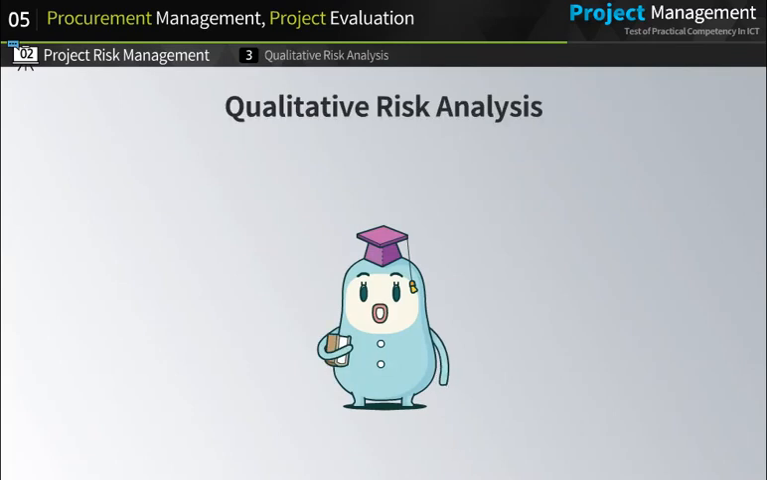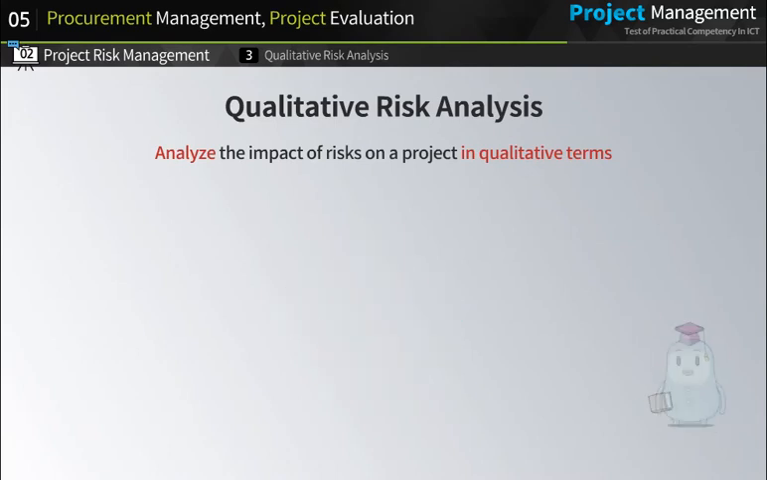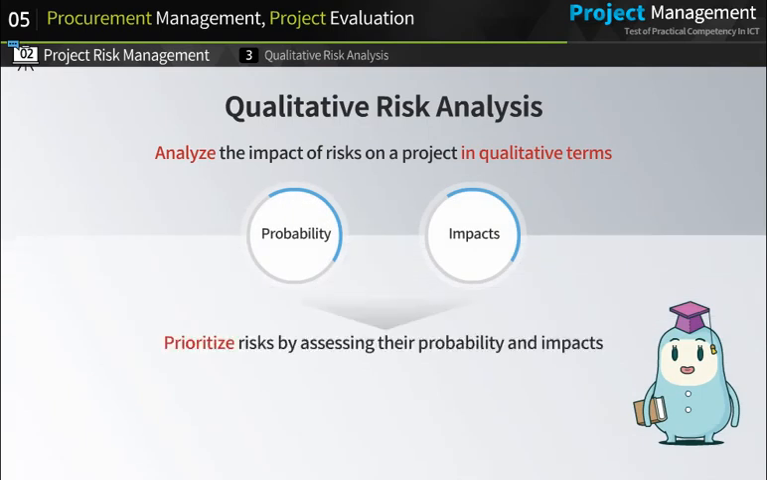Next is performing qualitative risk analysis. This is the process of analyzing the impact of risks on a project in qualitative terms. In other words, it is the process of prioritizing risks by assessing their probability of occurrence and impacts after the risk identification is completed.